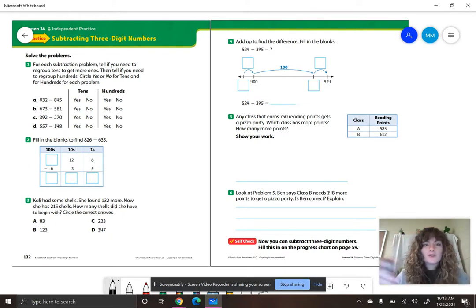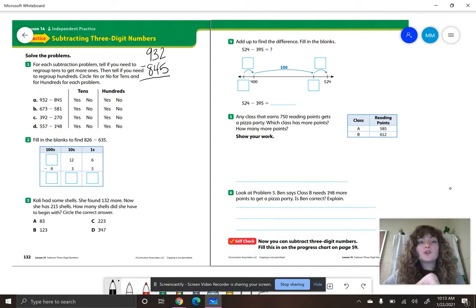So let's start with writing 932 minus 845. Okay, so starting with our ones place, remember 932 is my whole. When I subtract, I am taking away from my whole number. So I'm going to start in my ones place, right? I have 2 ones and I am trying to take away 5 ones.